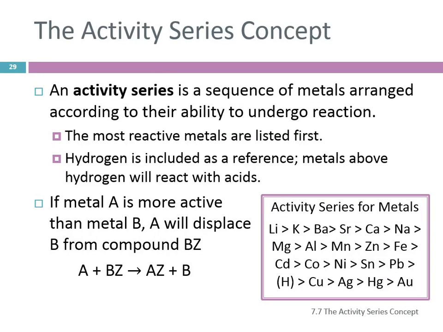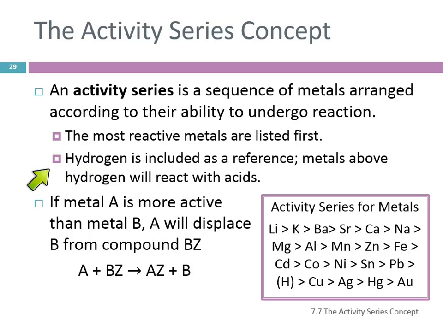The activity series concept. When we have single replacement reactions, we have a metal replacing another metal in a compound. And we need to be able to predict if that reaction is actually going to happen or not. And so we use what's called an activity series that arranges metals in order of their ability to undergo reaction. So we list the most reactive metals first.